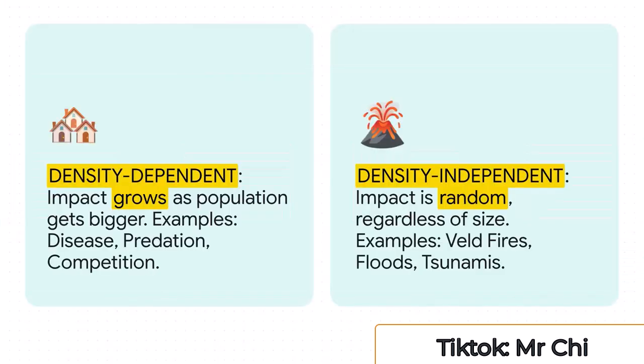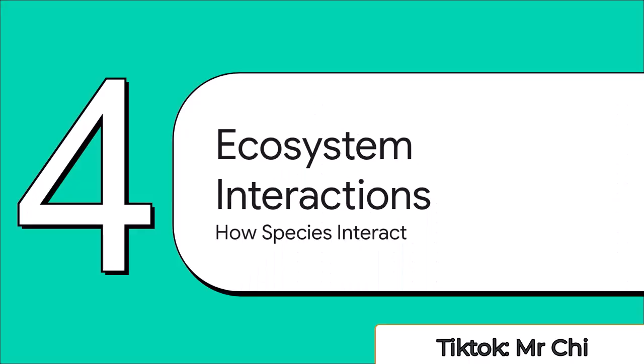Now, these breaks, these limiting factors, come in 2 main types. First, you have density-dependent factors. These are the ones that get worse the more crowded it gets. Think about how easily diseases can spread in a packed area, or how fierce competition becomes. Then, you have density-independent factors. These are totally random. A massive veld fire or a sudden flood doesn't care how many individuals are in the population. It impacts everyone.